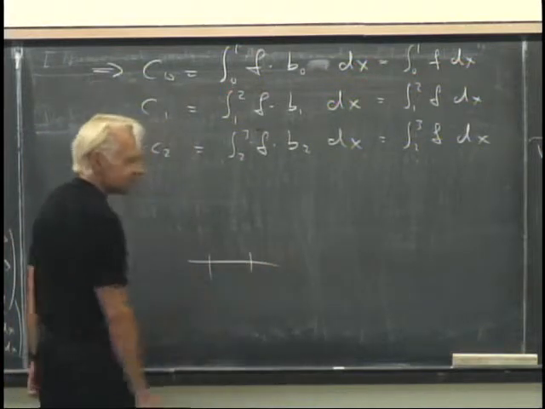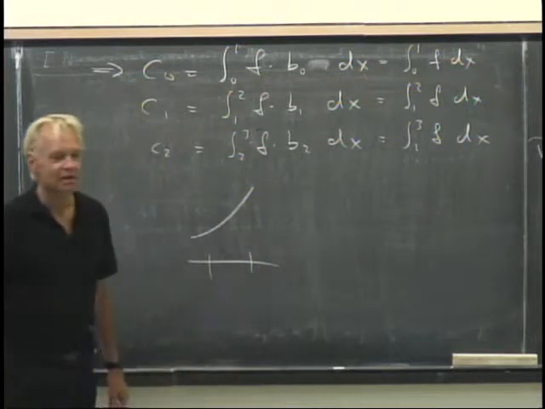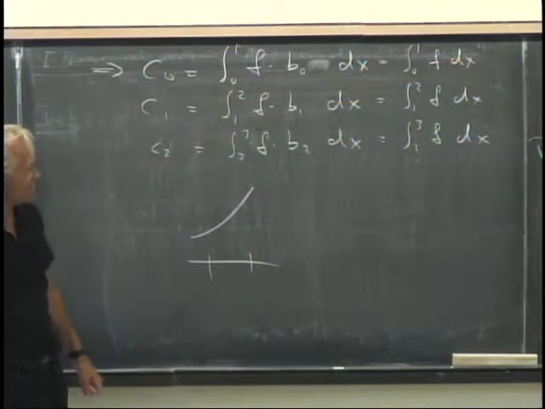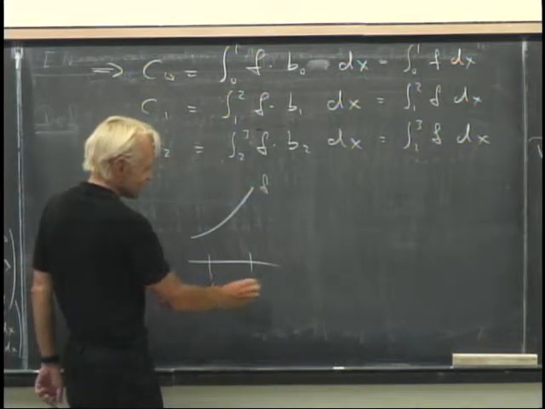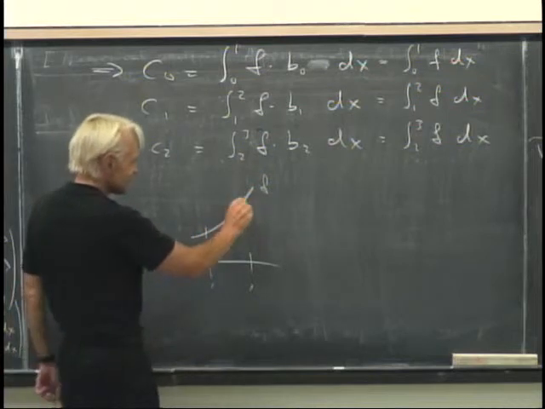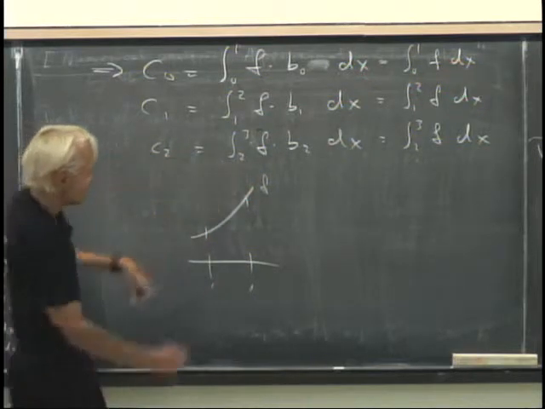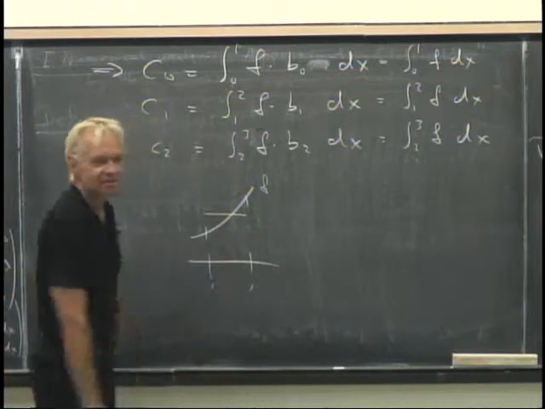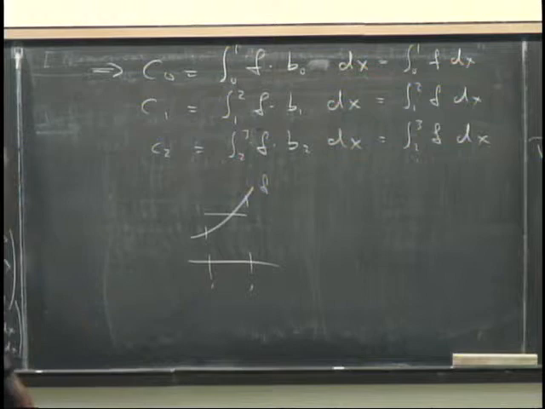If I give you any interval and I give you a function, then the integral of this function from here to here is nothing but the average function value over this span. So the average function value is something like that. Okay, so what does it mean?